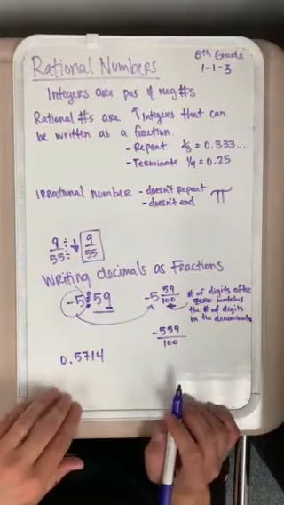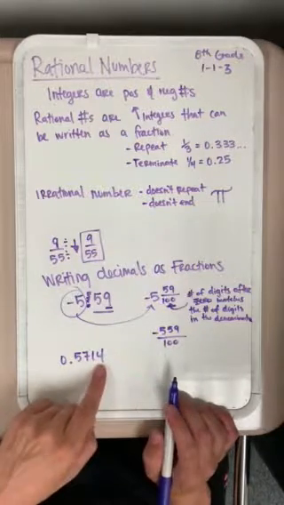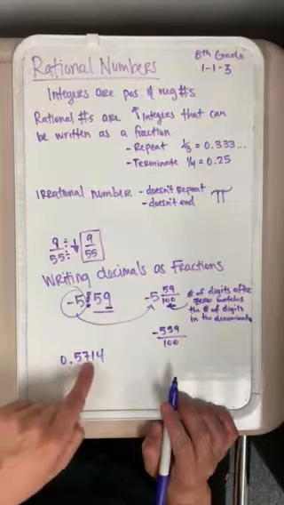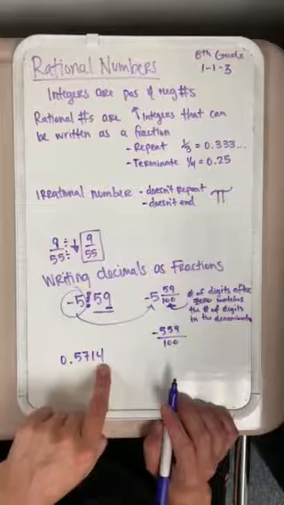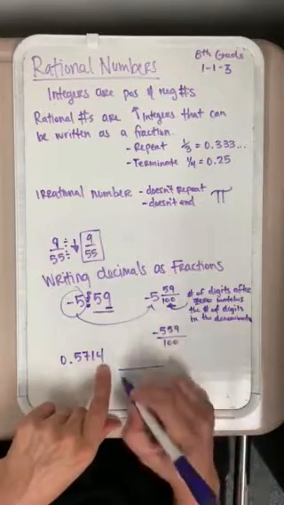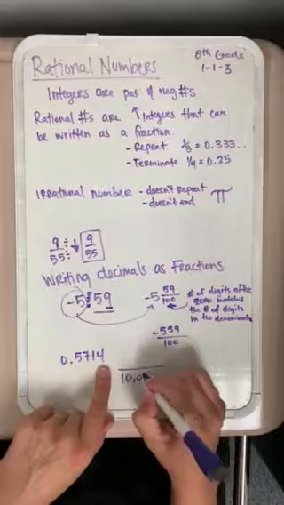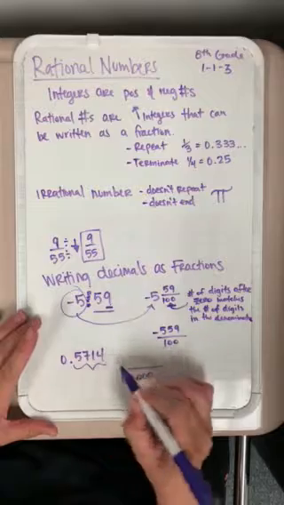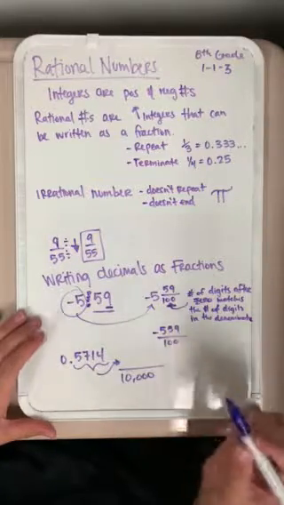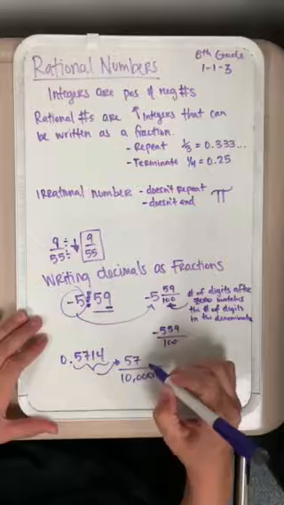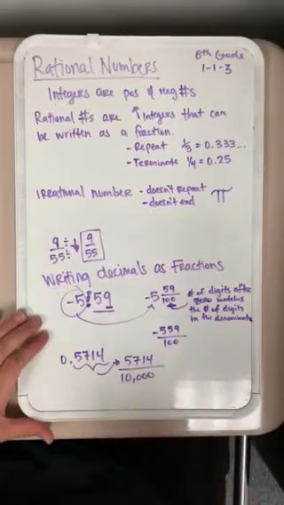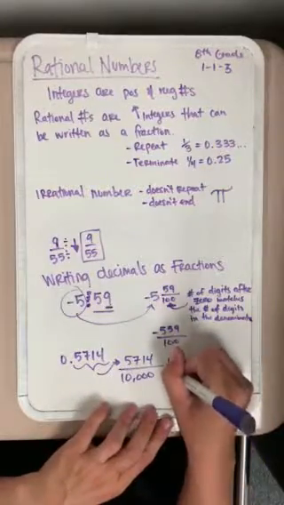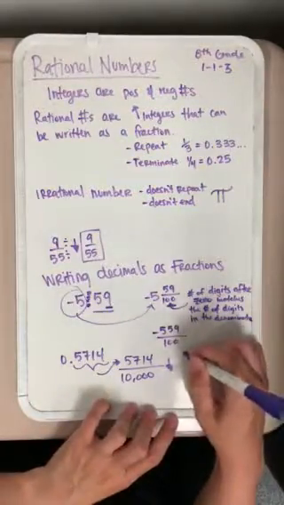0.5714. You'll notice that this is in the 10,000ths place, I hope. So we have tenths, hundredths, thousandths, 10,000ths, okay? So we know that on the bottom, our denominator, because that's the 10,000ths place, we will have the number 10,000. Now we just put everything that's behind that decimal on top of our fraction, and it's going to be 5,714 10,000ths.